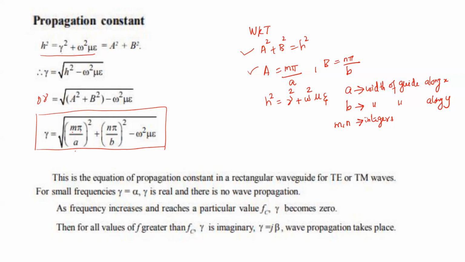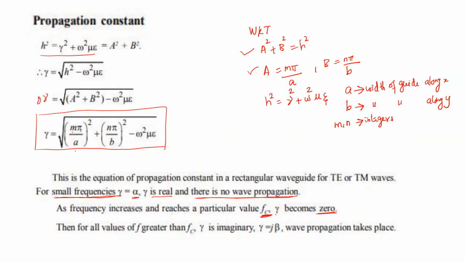Now we are going to consider the different cases for this gamma. For small frequencies, this gamma will be real. This gamma will be equal to the attenuation constant alpha and it will be real. And when gamma is real, no wave will be propagating through this rectangular waveguide. There won't be any wave propagation, right? For small frequencies. Now, as frequency increases and reaches a particular value fc, this gamma becomes 0.